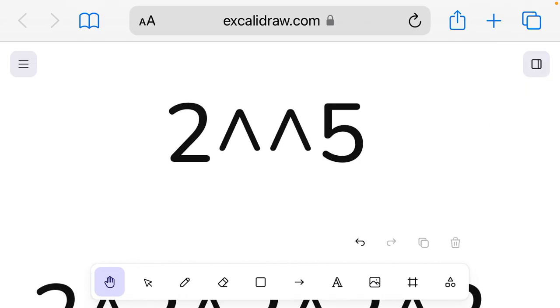So we have 2 tetrated to 5. You can just say tetrated. But to be more concise, you can say 2 right tetrated to 5. But most people would just say 2 tetrated to 5.